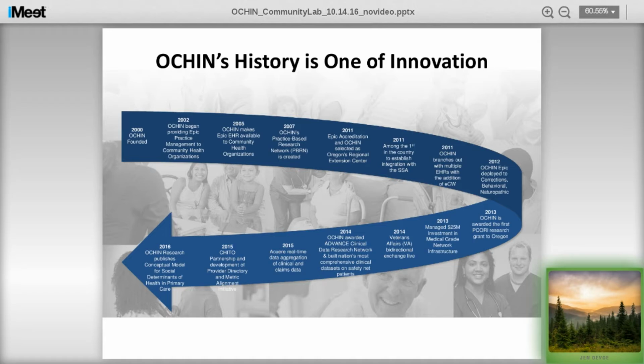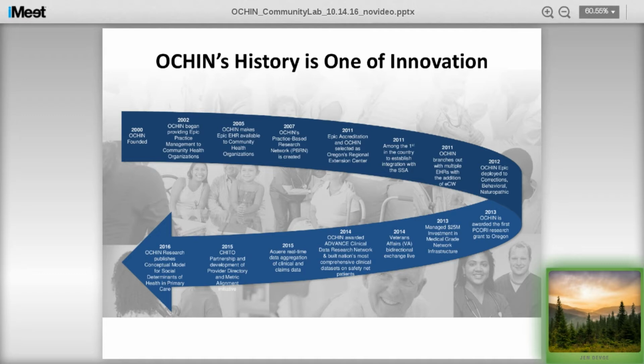Here's a very quick timeline about OCHIN. OCHIN was founded in 2000. The first work that OCHIN did was to bring an electronic health record, the EPIC EHR, into community organizations. Went live with that in 2005. Very quickly then established a practice-based research network, became Oregon's Regional Extension Center for Health Information Technology, and then continued to innovate in very great ways to bring the electronic health record and now additional data and aggregation systems to communities, partnering with primary care, and doing some really amazing research with the data and the information systems that OCHIN now has.